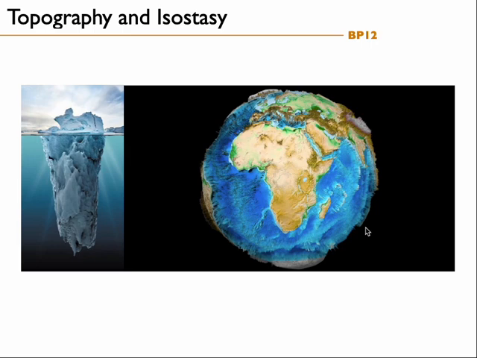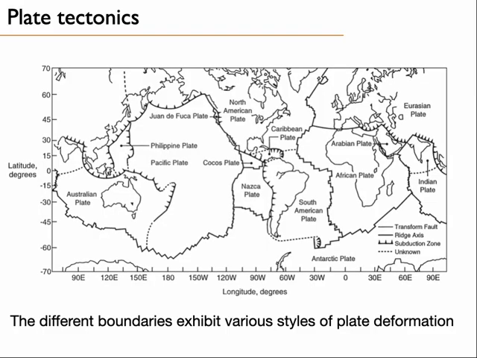Hello everyone, this lecture is about topography and isostasy. As we've discussed last week, plate tectonics is taking place on Earth, and the surface of the Earth can be divided into approximately 15 main plates. These plates are separated by tectonic boundaries. They can be transform faults, ridges, subduction zones, and the plates can have continental material or oceanic material.